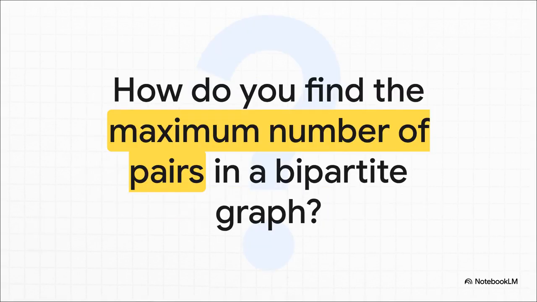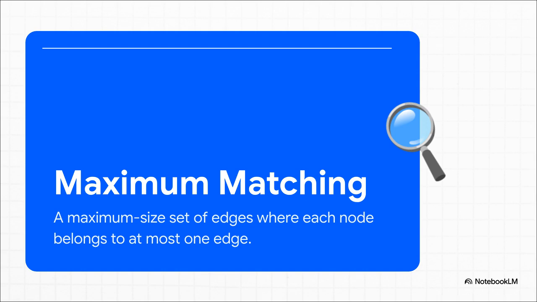So, for instance, picture this. You're trying to match students to available projects. Or maybe doctors to hospital shifts, or even job applicants to open positions. You have two separate groups, and you want to make as many one-to-one pairings as you possibly can. So technically, this is called maximum bipartite matching, and our goal is just to pick a set of the connections, or edges, where no two edges touch the same person or the same project. We just want to get the biggest number of pairs possible.